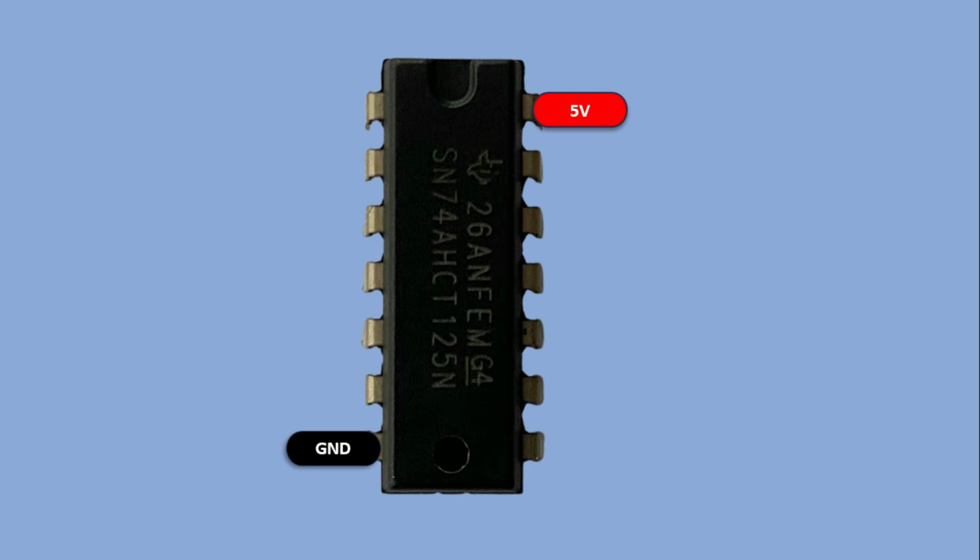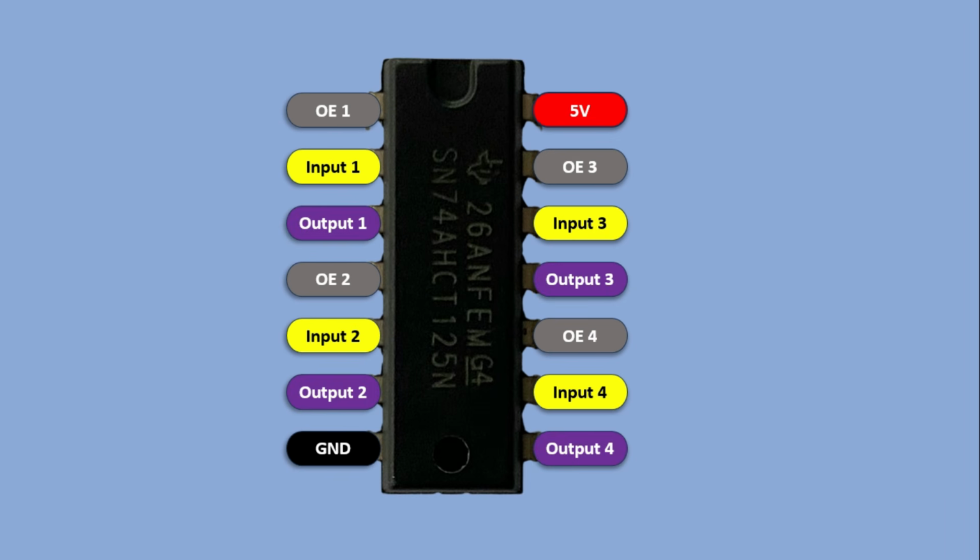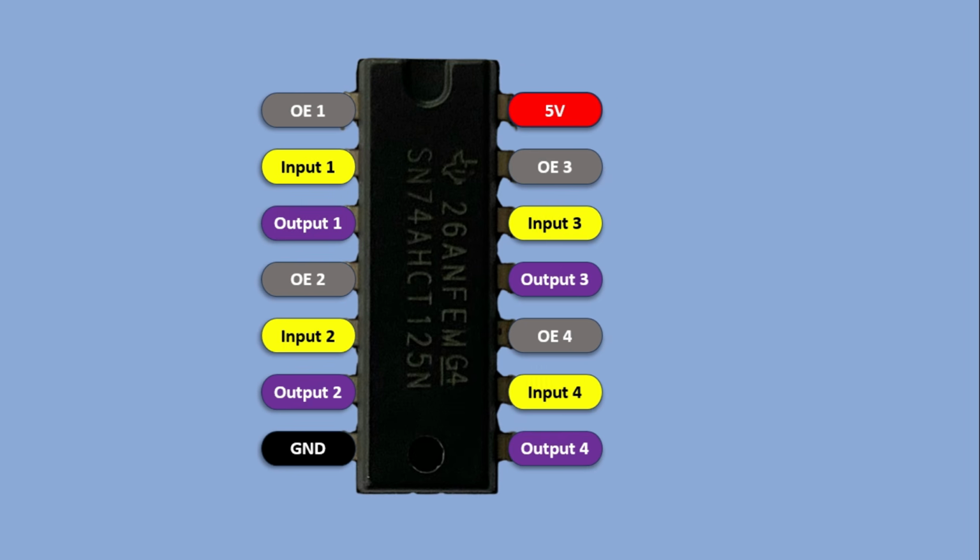Each channel enable pin is active low, which means you must connect it to ground to turn that channel on. For each channel, you have an input pin, where you send your weak or 3.3 volt signal, and the output pin, where you get a boosted, clean 5 volt signal with sharp edges, perfect for controlling LED strips.